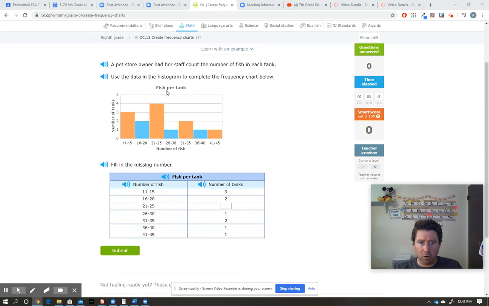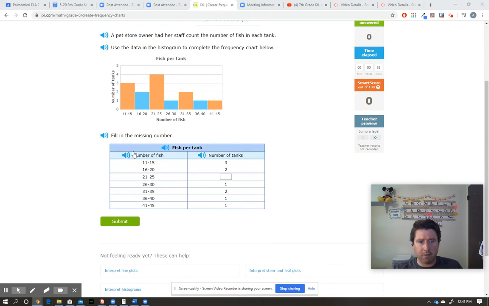So this is called fish per tank. This is the number of tanks and the number of fish in each tank. Okay, so when I have the number of fish for 11 through 15, which is right here, it's in 3 tanks. So that's what we put there. When I had it for 16 and 20, it lines up with 2 tanks. Now 21 through 25, that's the one I'm missing.